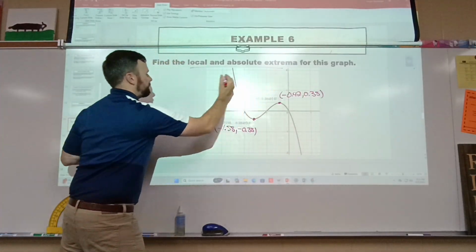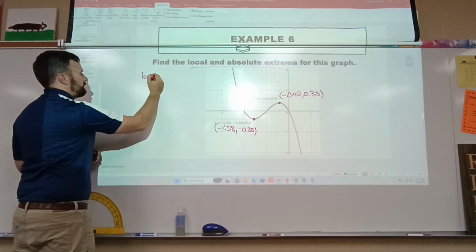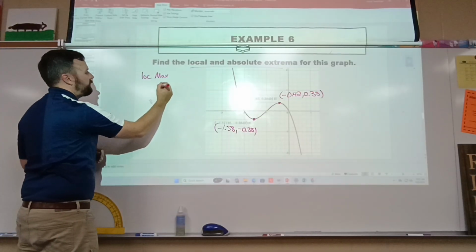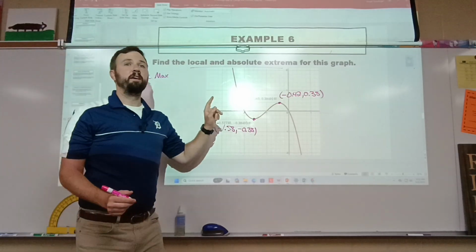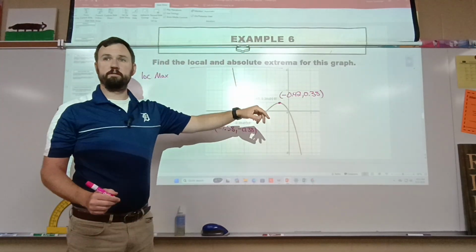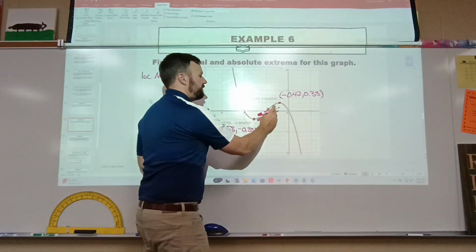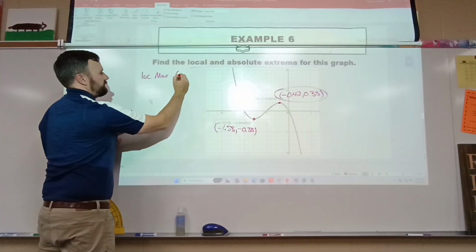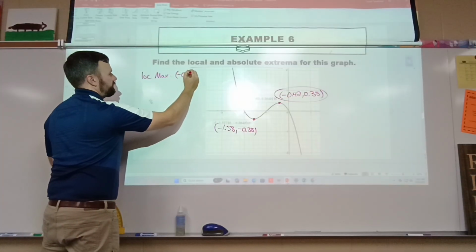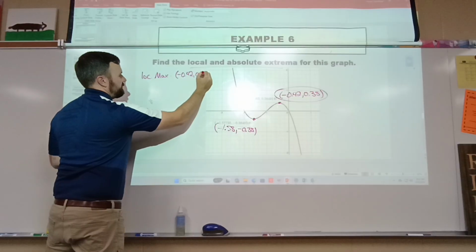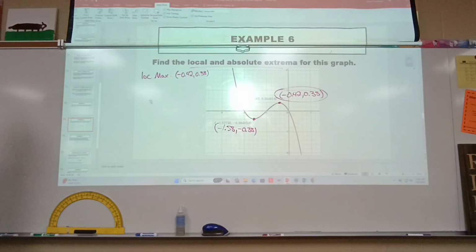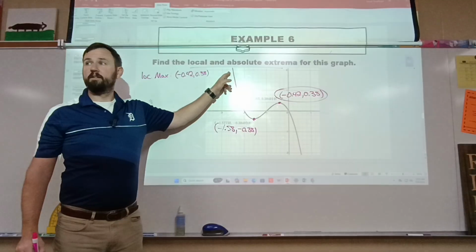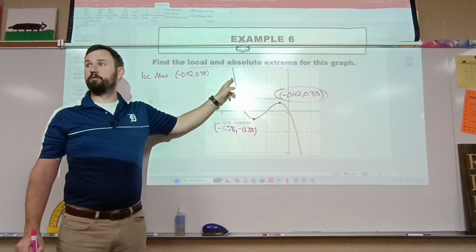local and absolute extrema. So let's talk about our local max first. Do I have any local maxes on this? Points that I go up and then I go down. Right here. Anytime I'm at the top of a hill, it's a max. So that's my local max. The value of it is 0.38. Now, are there any points on that graph that are above this? Yeah, so it's not an absolute, right? No absolute max.